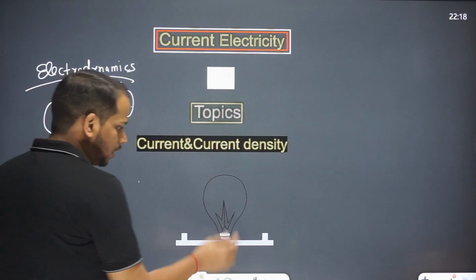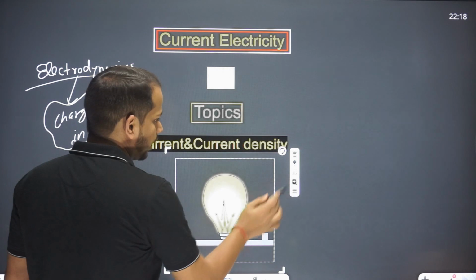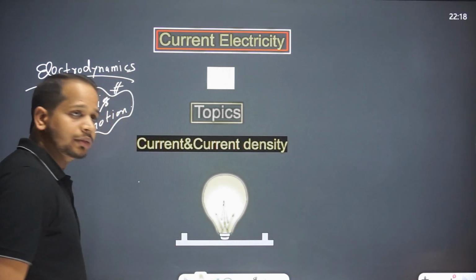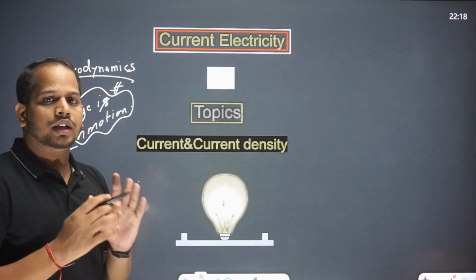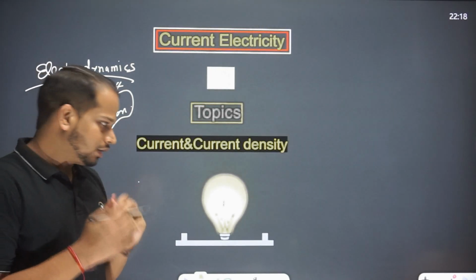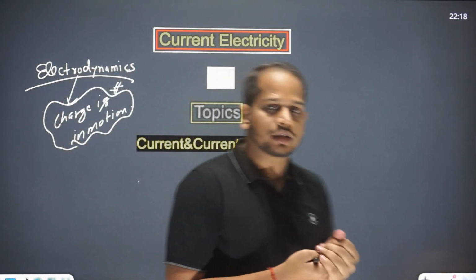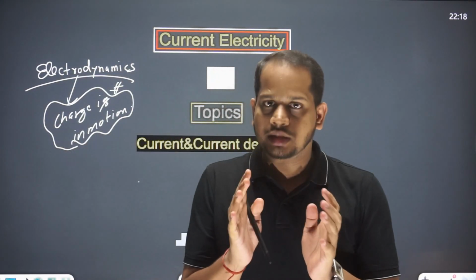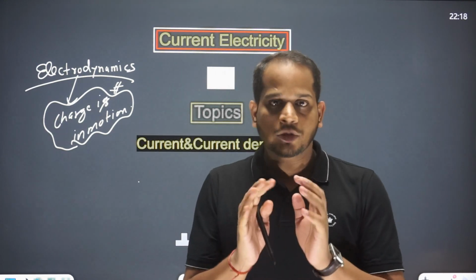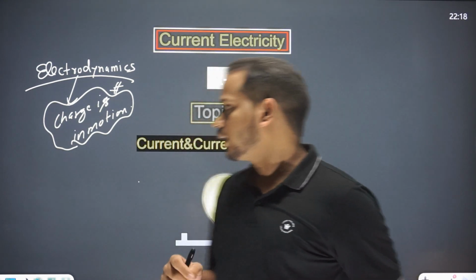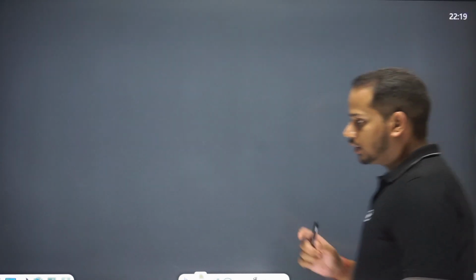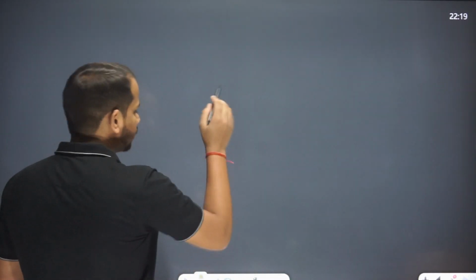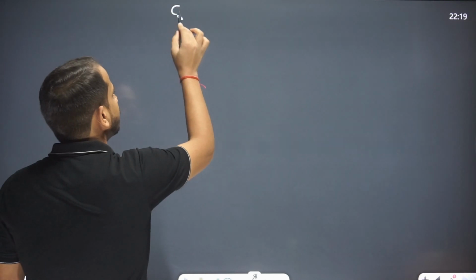So let's see. In this one, we are taking the first section of electrodynamics, that is current electricity. What's the first lecture? Current electricity. So what is the meaning of current electricity? I know you all know something about current electricity from your class 10th, right? There is a chapter called electricity. So let's start the chapter now. First, what we will discuss is current electricity.